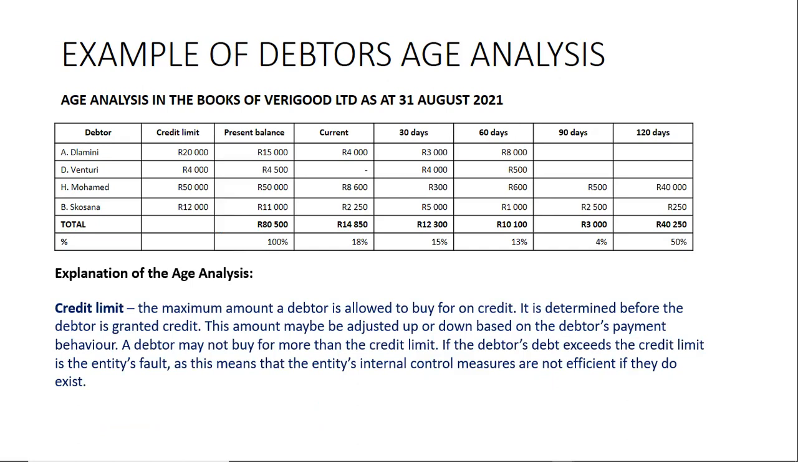It is determined before the debtor is granted credit. This may be adjusted up or down based on the debtor's payment behavior. A debtor may not buy for more than the credit limit.